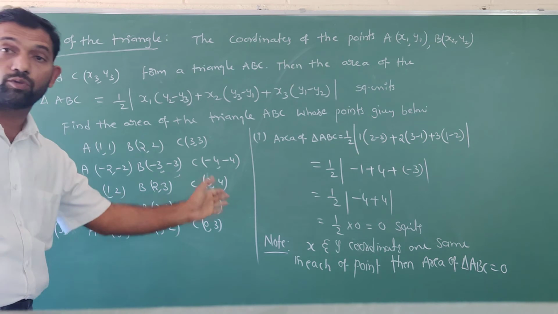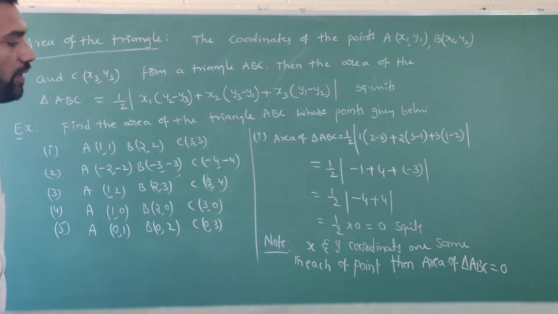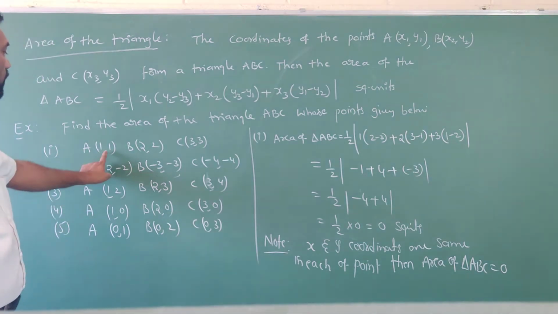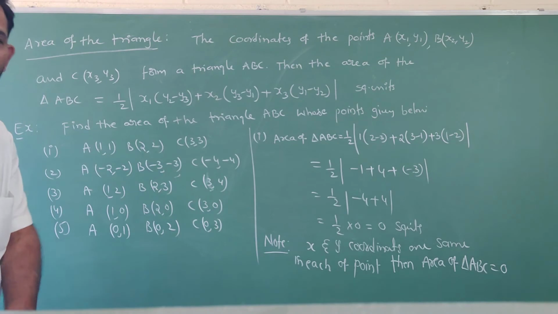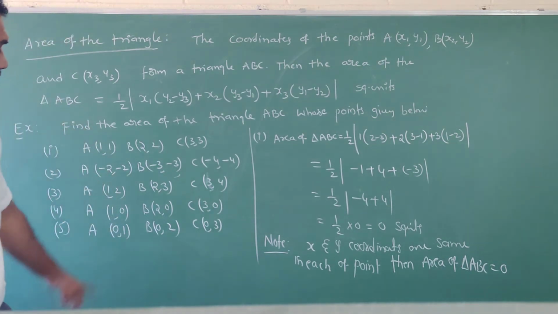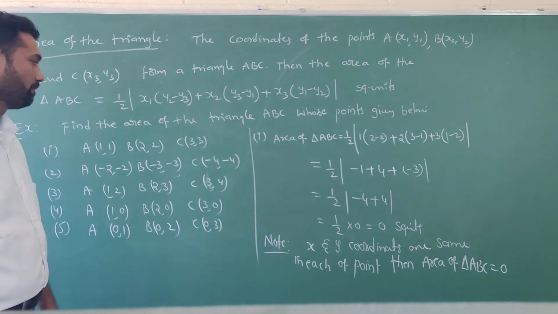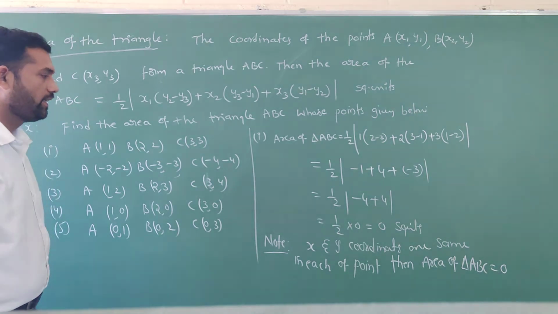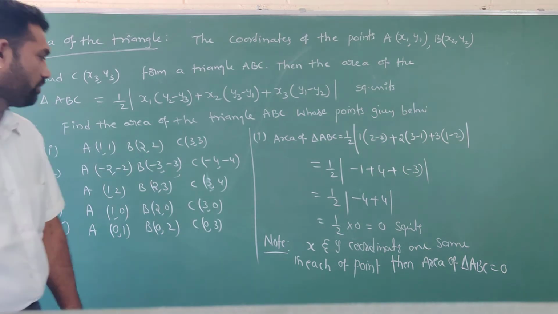So for that, you note down: x and y coordinates are same, 1 1, 2 2, 3 3. For the next problem also, what is the solution? 0. If the x and y coordinates are the same in each point, then the area of the triangle is 0.